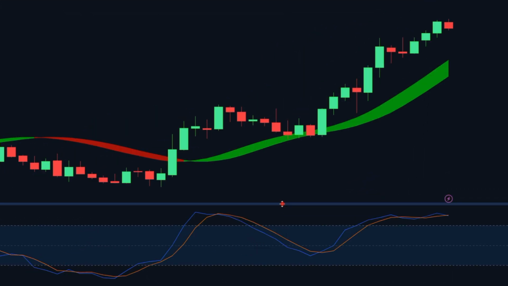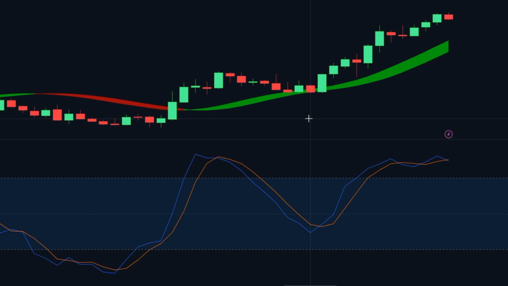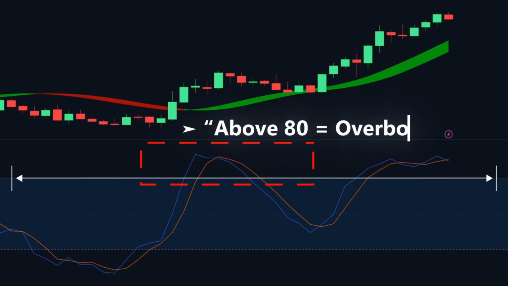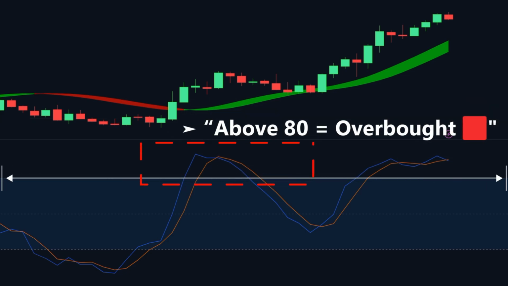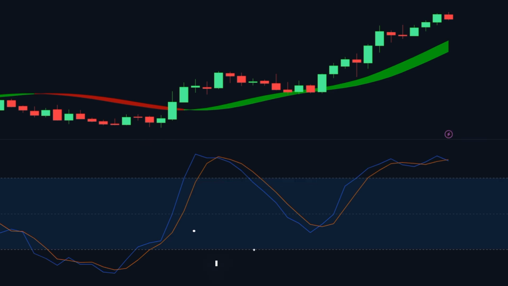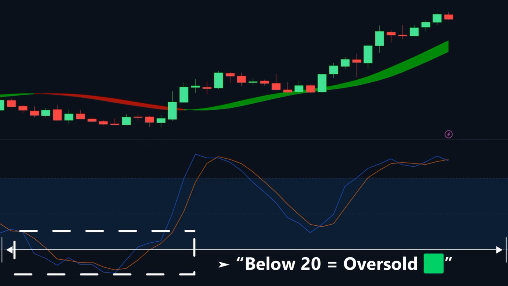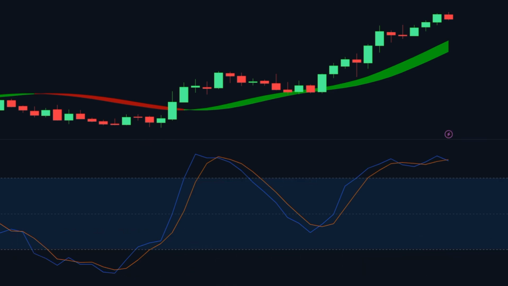It might look complicated, but it's very simple. There are only two things you need to watch. This upper line here is the Overbought level. That's level 80. This lower line here is the Oversold level. That's level 20. Now for the magic.